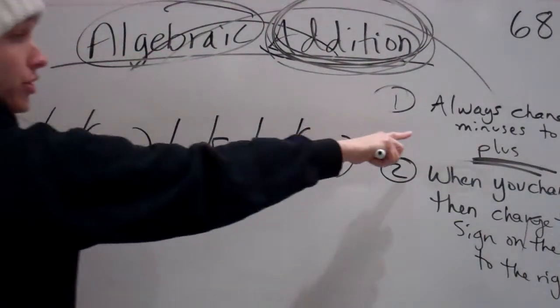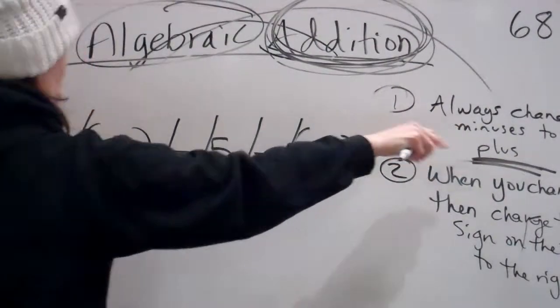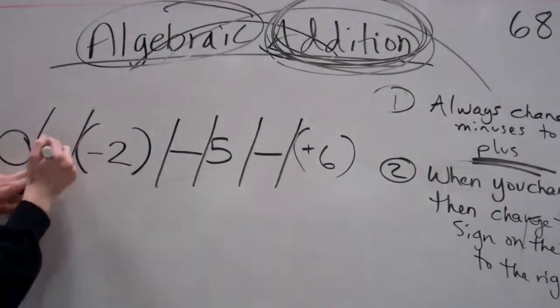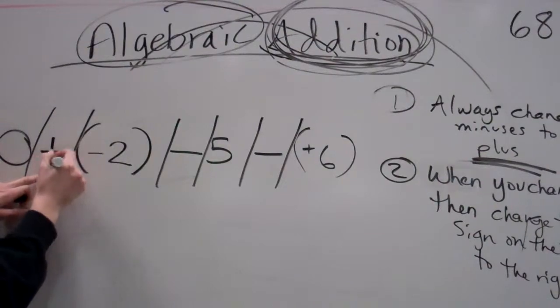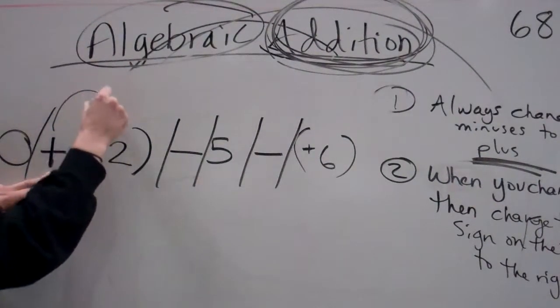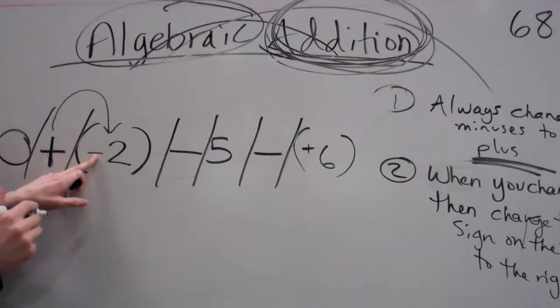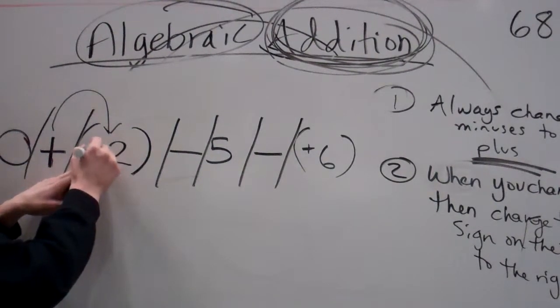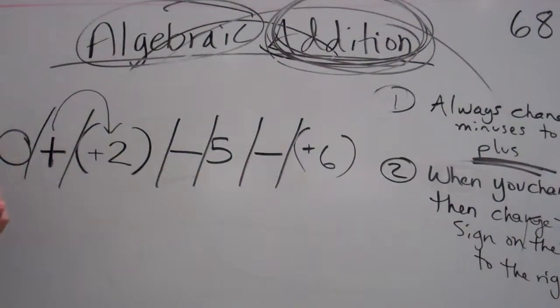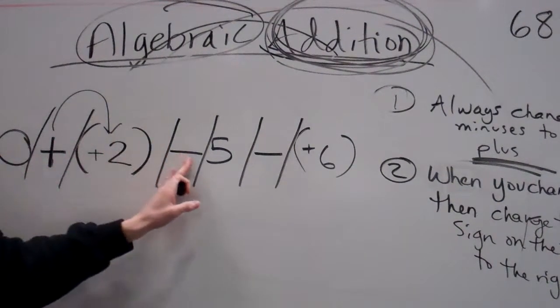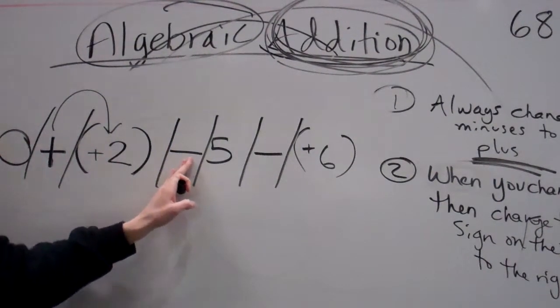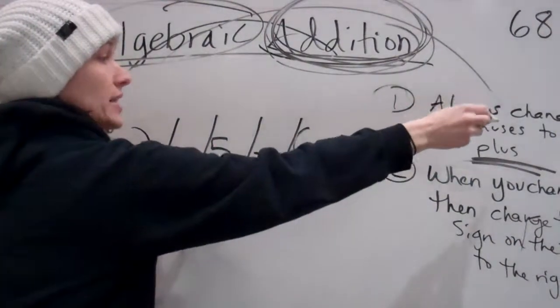I am going to change my minus to a plus. So here's my minus. I'm going to change it to a plus. And when I do that, what happens to this -2? Gracie? It changes to a positive. Okay, is that my only minus? No, there's another one. So always change minuses to plus.